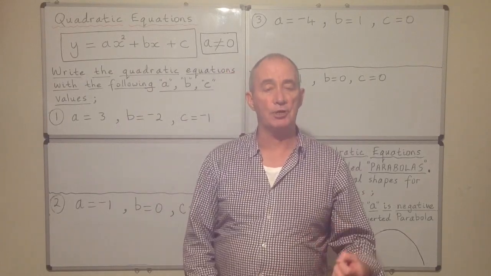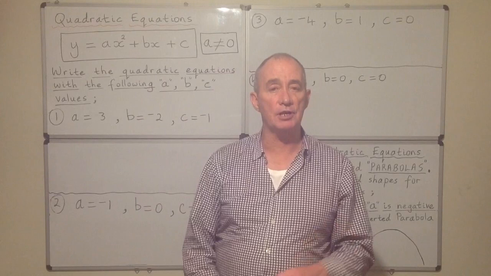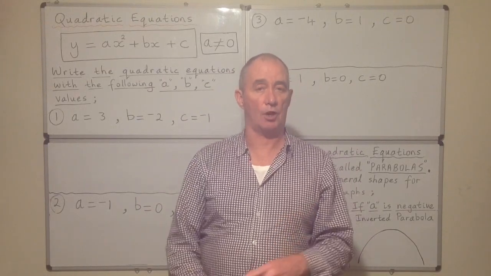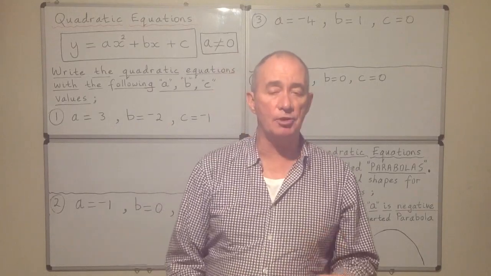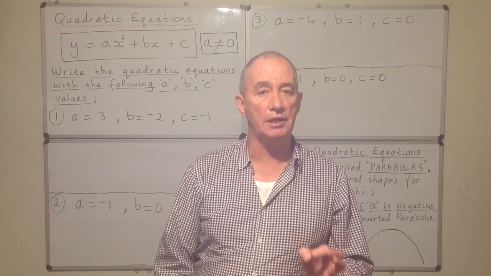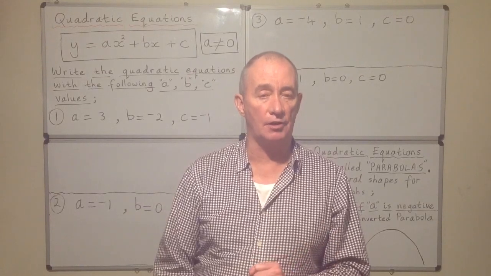What are a, b and c? A, b and c are fixed number values or constants. So what it means is, any particular quadratic equation will have its own unique set of a, b, c values.